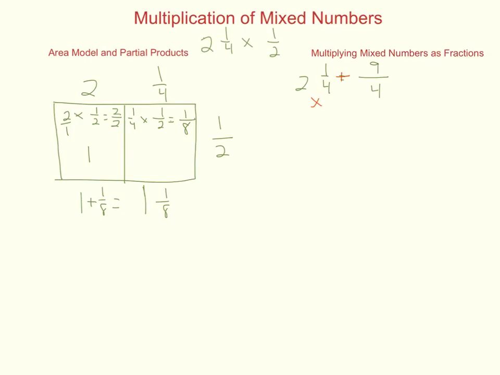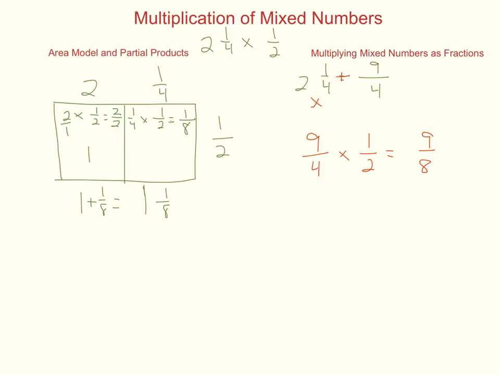Now that we've turned our mixed number into an improper fraction, we can multiply this by the other factor. So we're now going to take 9/4 times 1/2. And again, we take numerator times numerator, denominator times denominator, and we get 9/8. You can leave your answer as an improper fraction, or you can turn it into a mixed number.